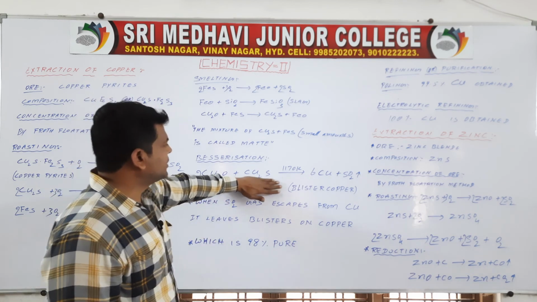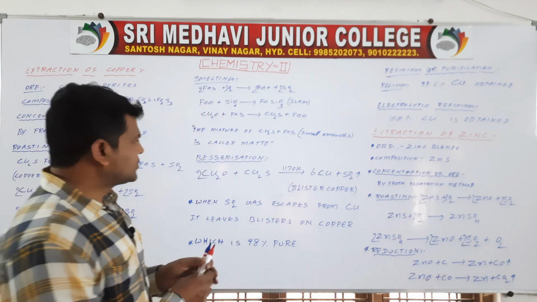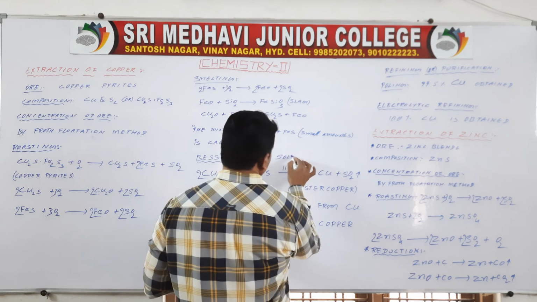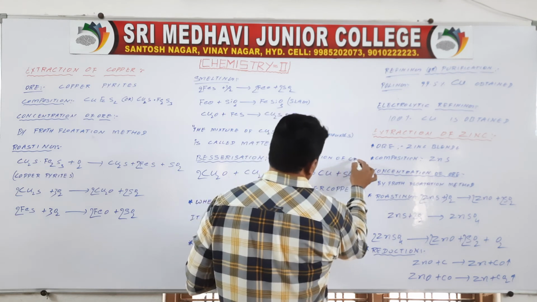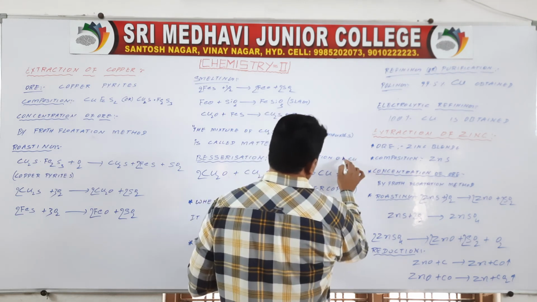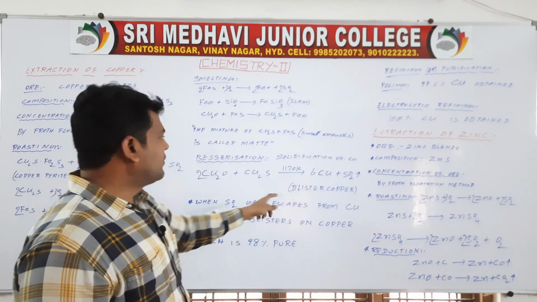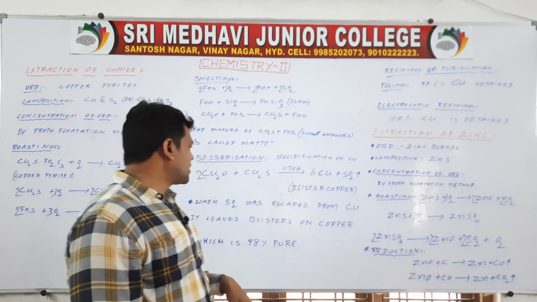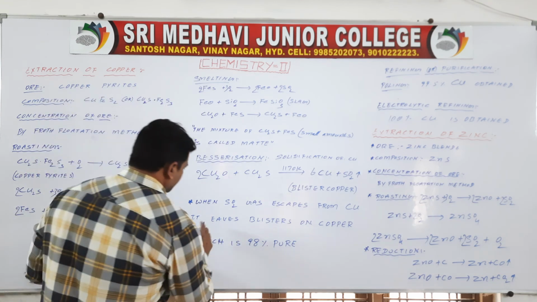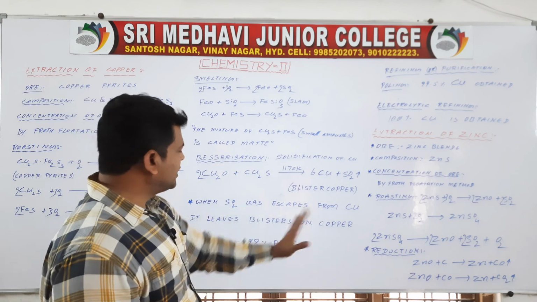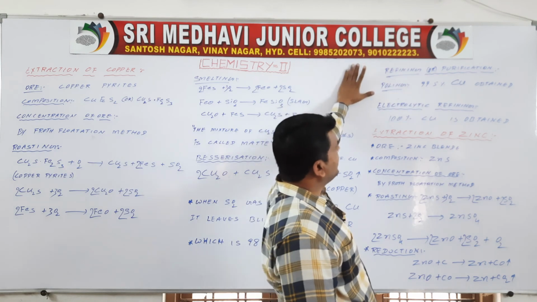Here Cu2O plus Cu2S gives rise to 6Cu. Copper, solidification of copper can be done here. When copper solidifies, SO2 gas escapes from the surface of the copper, which forms blisters, that is called blister copper. When SO2 gas escapes from the copper, it leaves blisters on the copper, which is 98% pure. After that we have to do refining or purification.